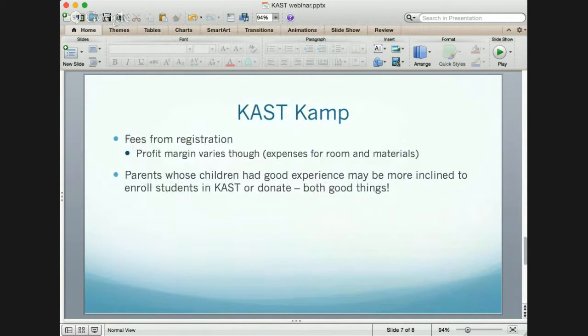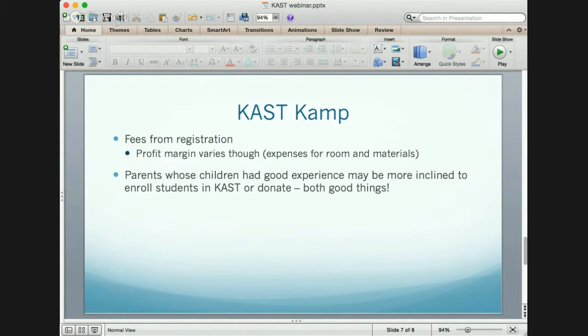Okay, KAST Camp. KAST Camp is something that's found in Maryland and Virginia, and it's a student-run summer program for rising 4th through 6th graders, or 5th through 6th graders in Maryland, I believe. Most of the money we earn from KAST Camp is from registration fees. It's not usually that high because we use any money from that for the room, which you have to rent from the local school system, and for materials.